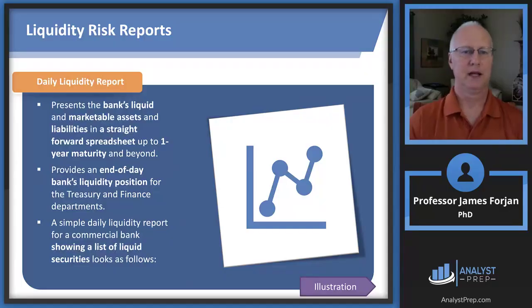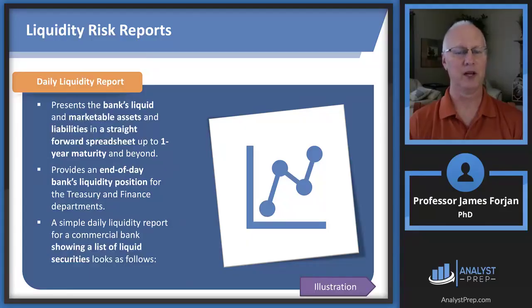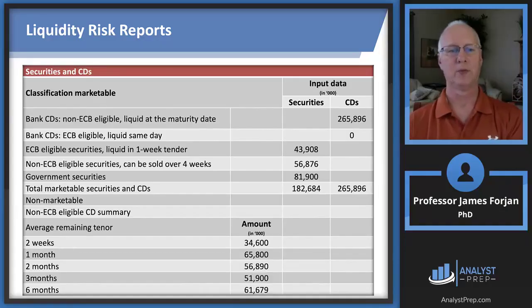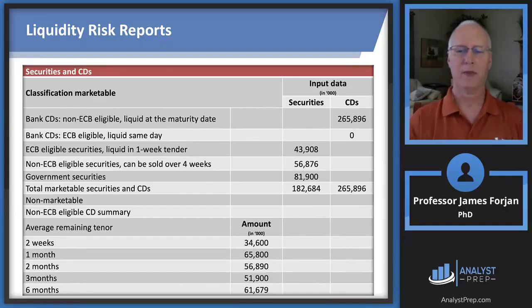How about a daily liquidity report? Presents the bank's liquid and marketable assets in a straightforward spreadsheet up to 1 year of maturity and maybe even beyond. And so I have an illustration here. Notice we have different accounts down the left-hand column, and over on the right side, these are divided by dollar amounts for each particular type of account. But then in the bottom, we do this in terms of maturity.